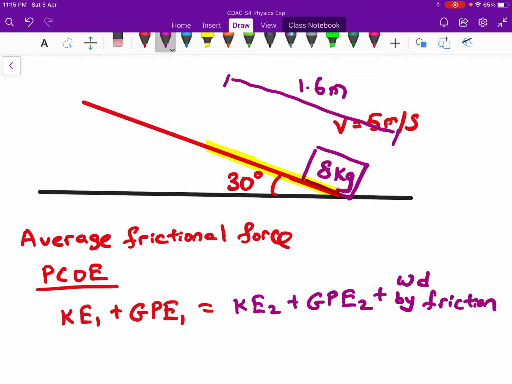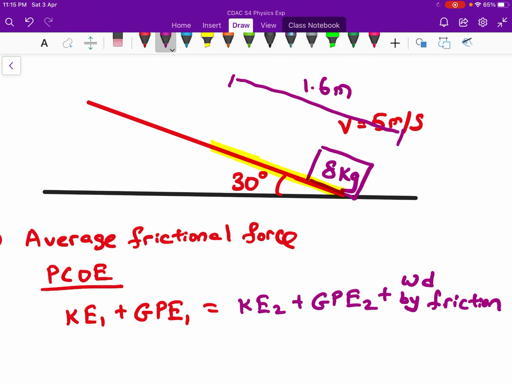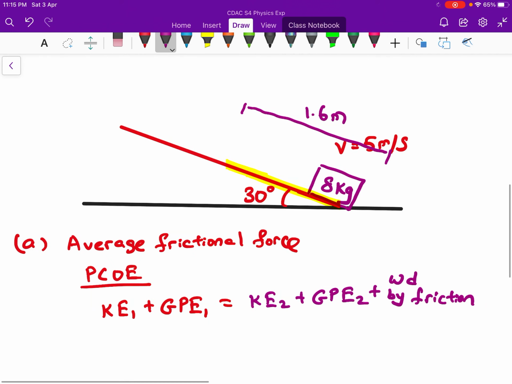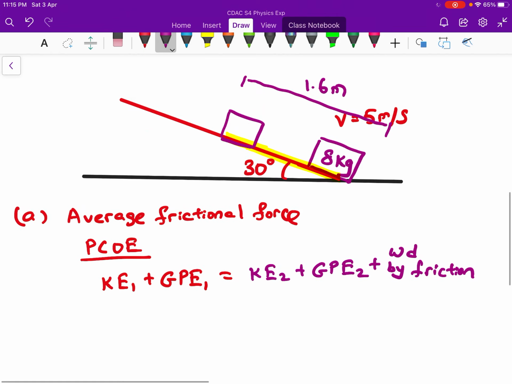So first of all, what I'm interested in is the before and after. Before is at the bottom, after is at the top right here. I'm interested only in these two points, before and after. I'm not interested in what happened in between. So let's calculate.